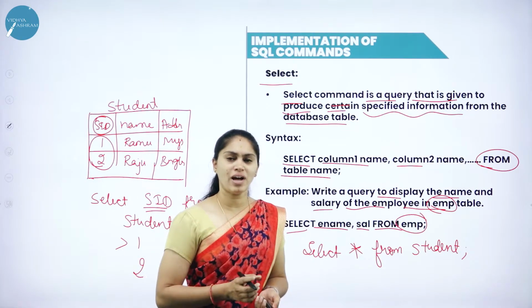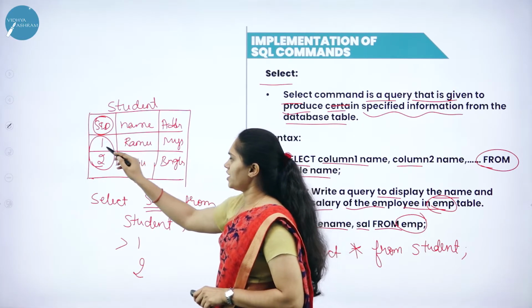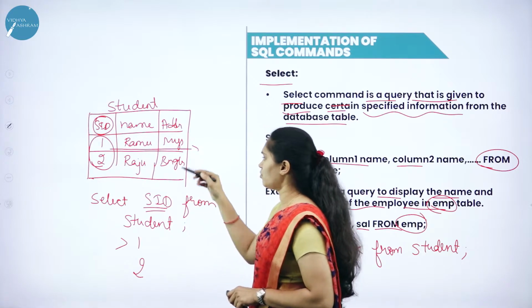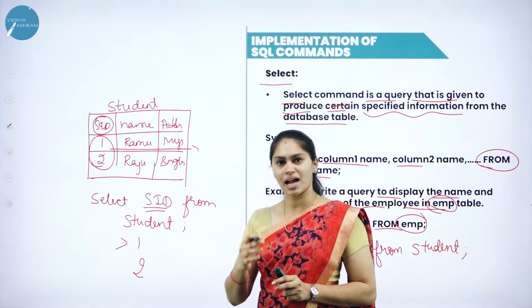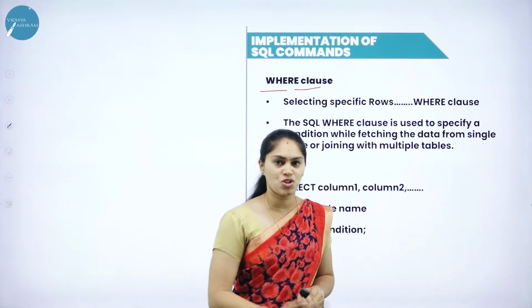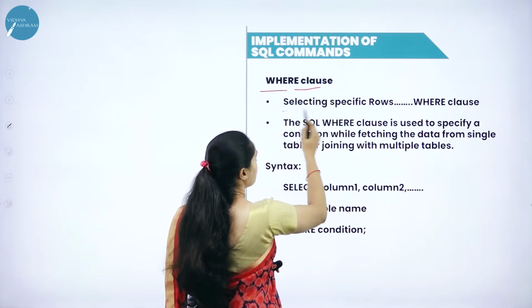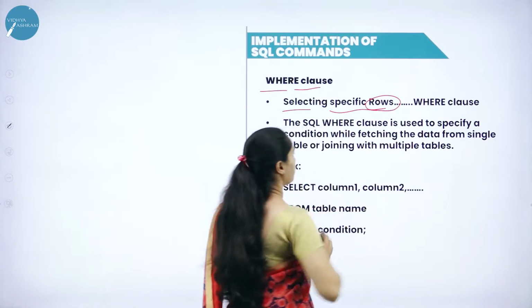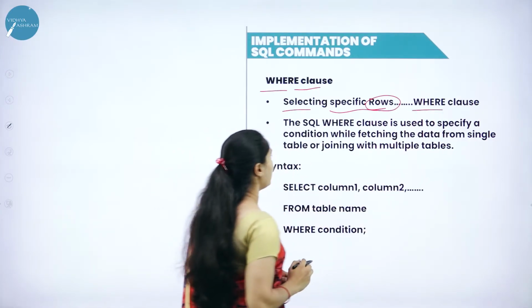What if I want a particular record? For example, what if I want to fetch only this row, or only this record? How can I do that? For that purpose, we have the where clause, which is used to give the condition. So we'll see how this where clause works. Here, we are selecting specific rows. If I want to select a specific row, the where clause is used.